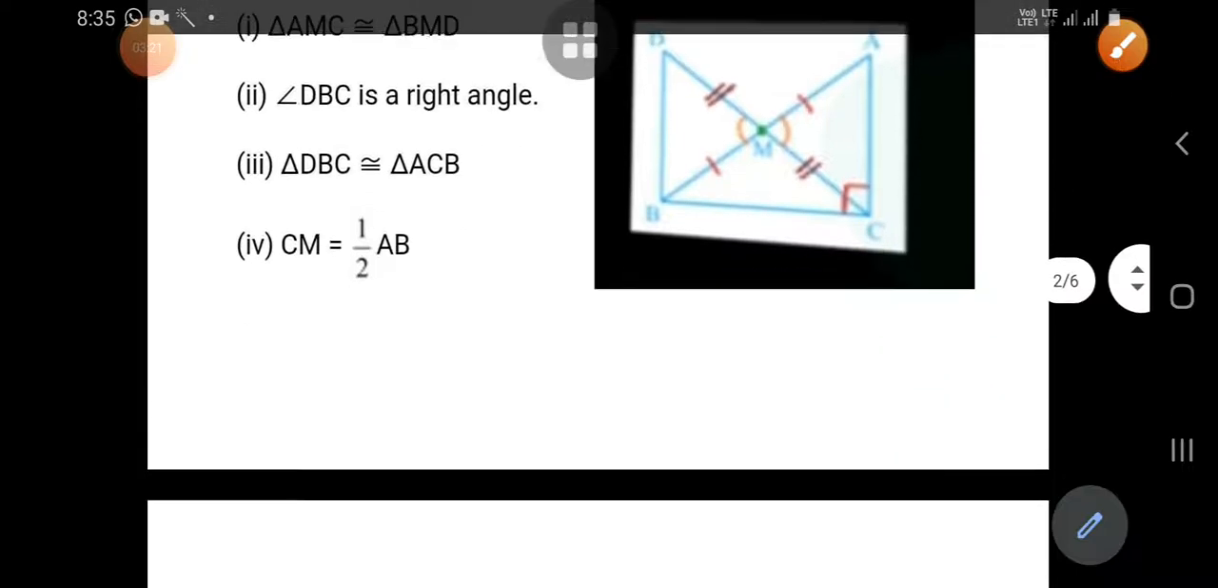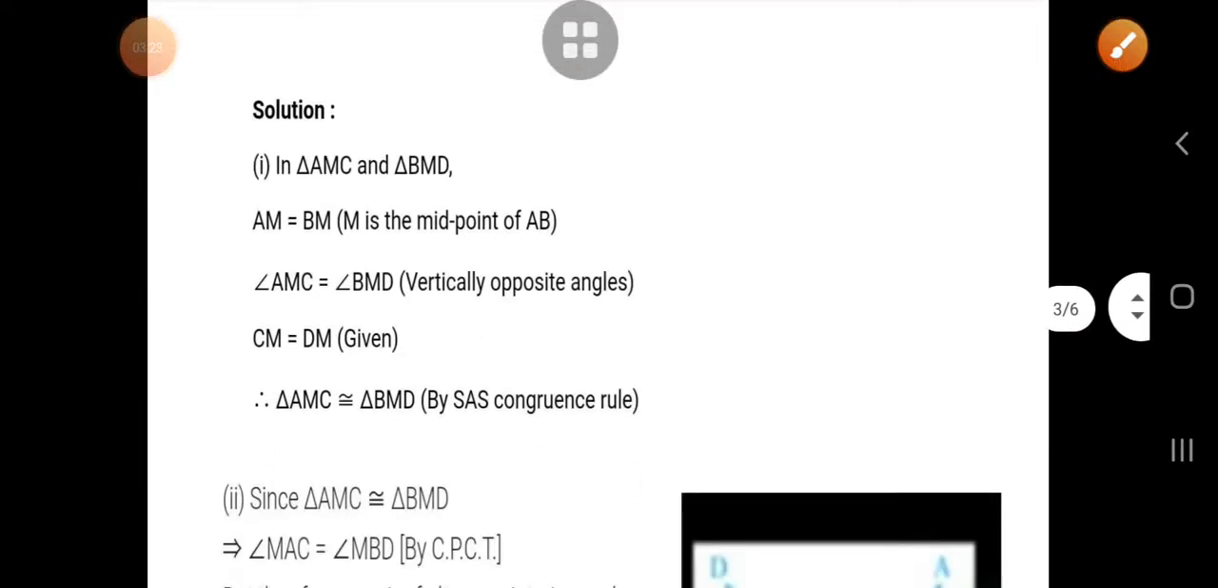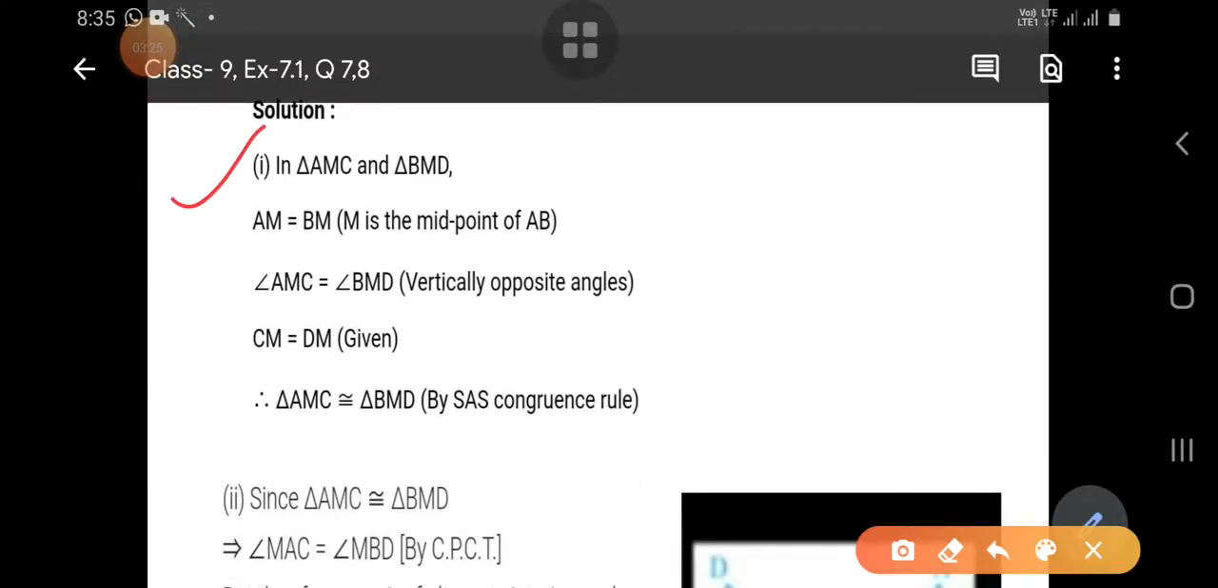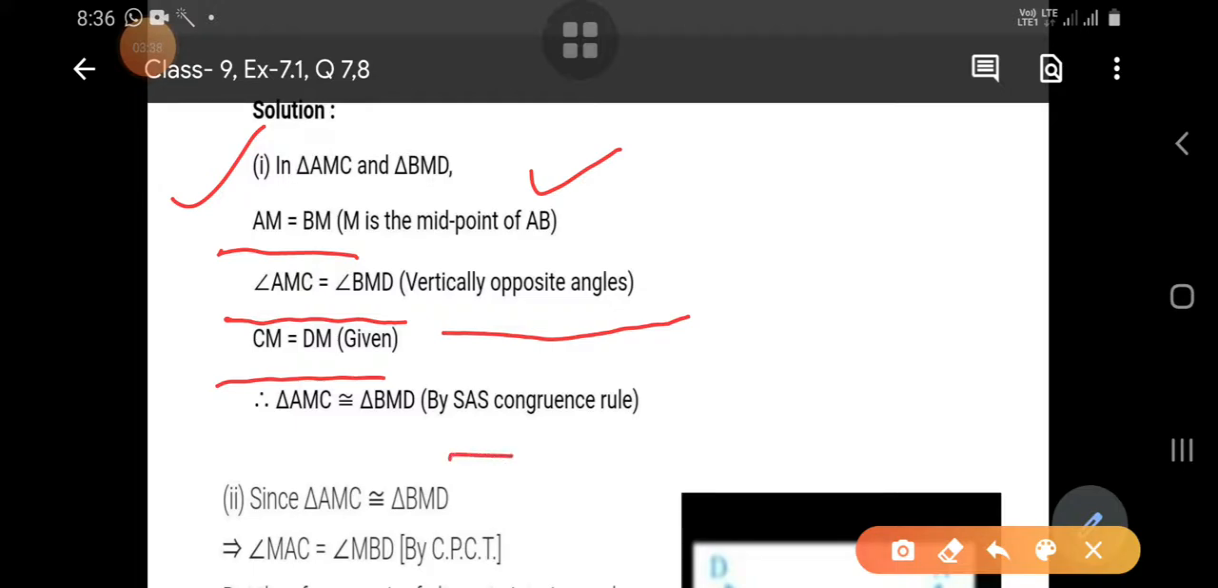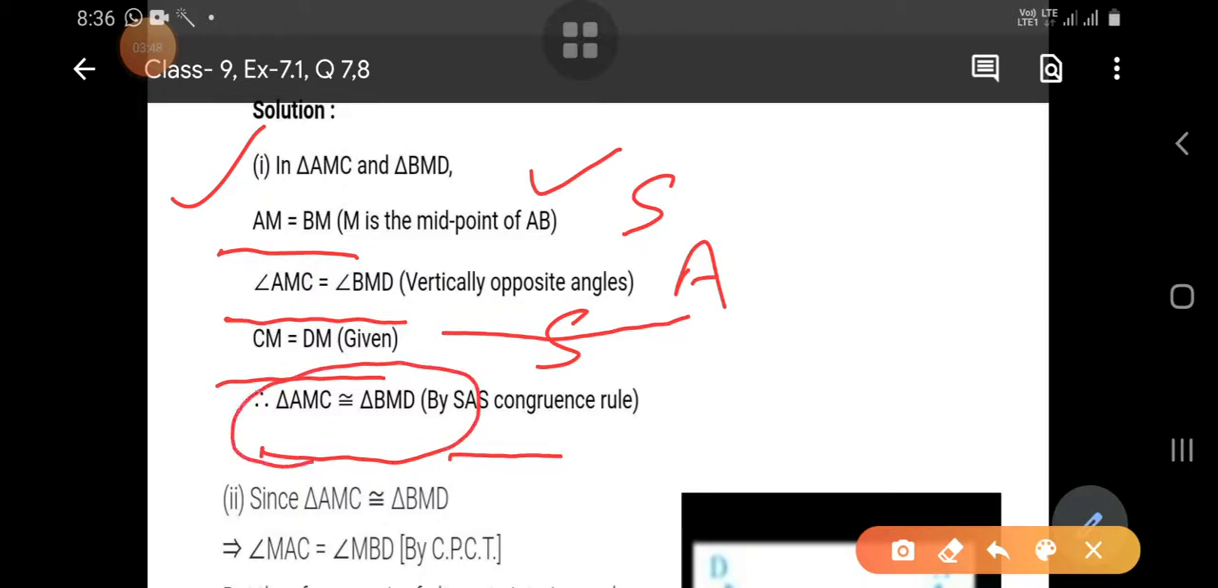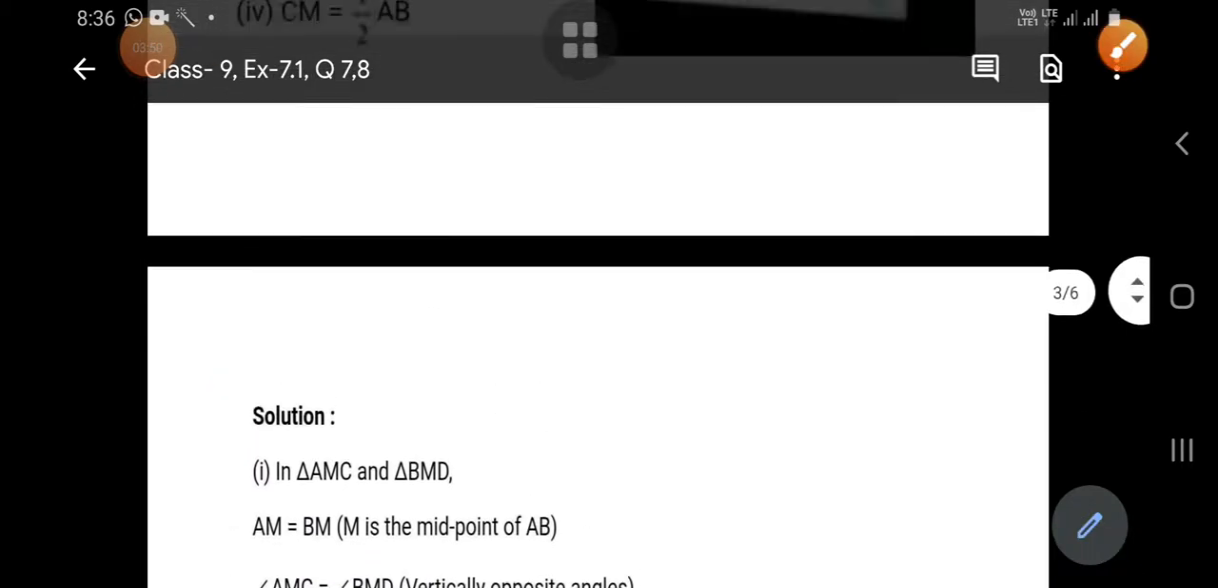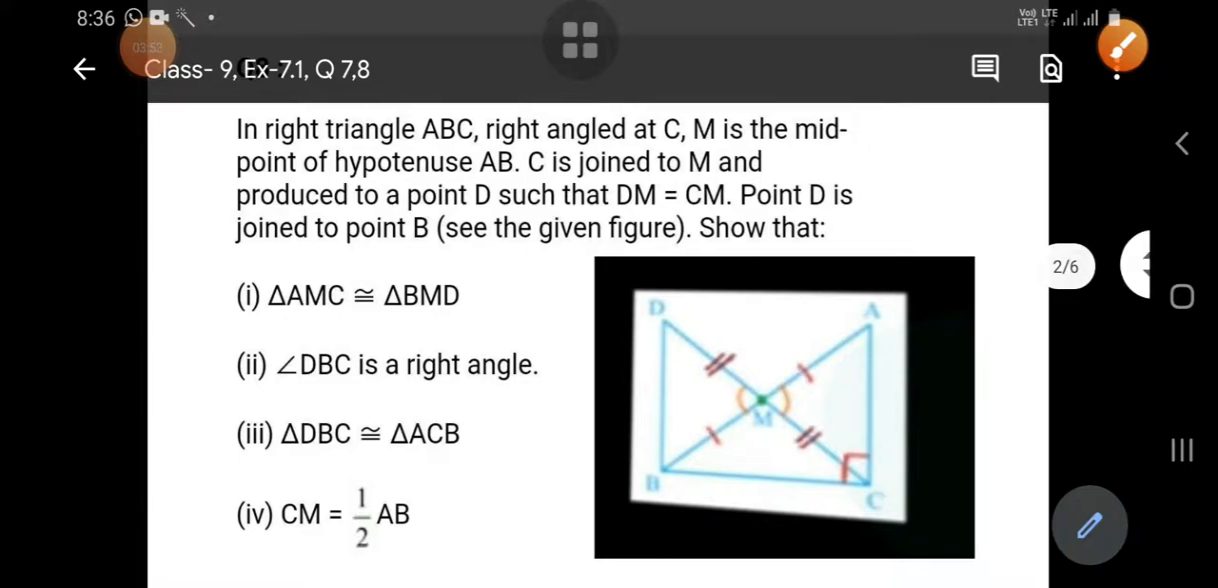We have written it here. Proof of question number 1: AM is equal to BM, because M is the midpoint, and angle AMC is equal to angle BMD because they are vertically opposite angles, and CM is equal to DM, that is given. So by the side angle side criterion, we can say that triangle AMC is congruent with triangle BMD.